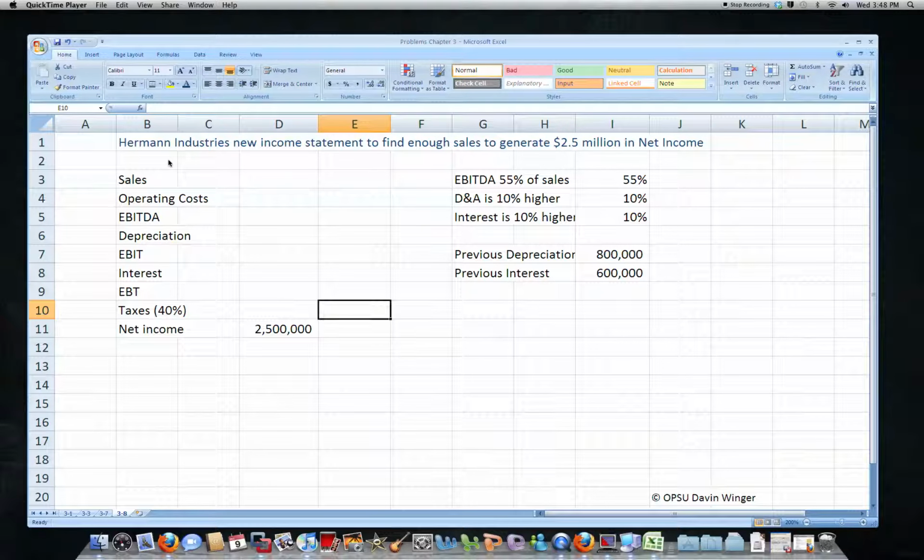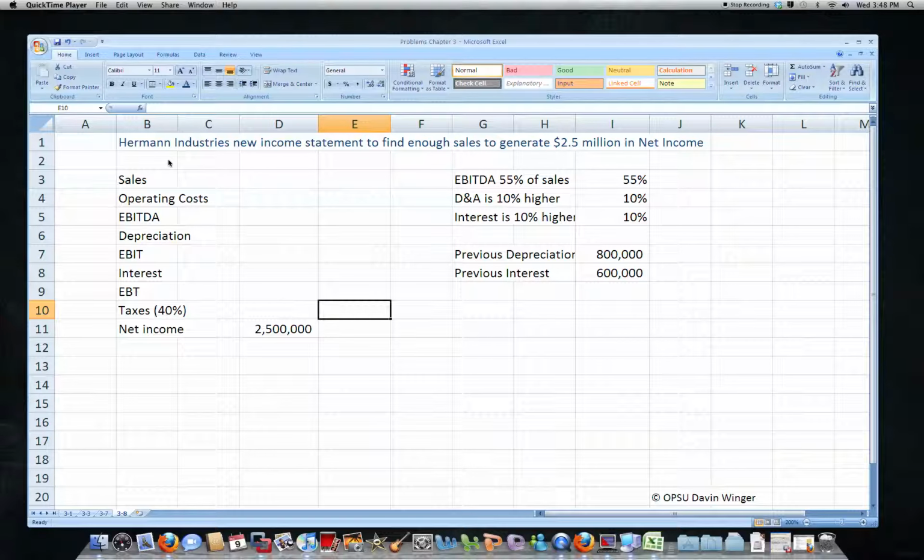Okay, this is problem 3.8 on page 77 in your book. It gives you an income statement there that they're forecasting, but the CEO wants higher sales. He wants to generate at least 2.5 million in net income. It also tells us that our operating costs, excluding depreciation and amortization, are 55% of sales, and depreciation and amortization and interest expense will increase by 10%. The tax rate is 40%.